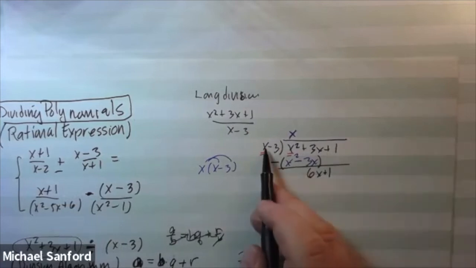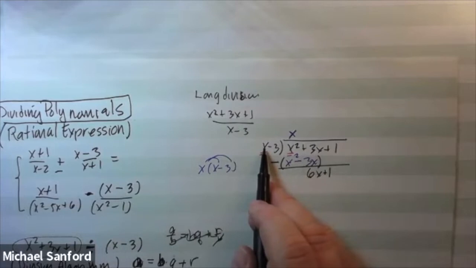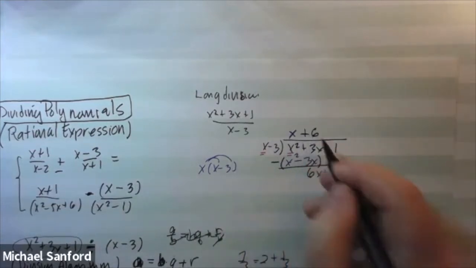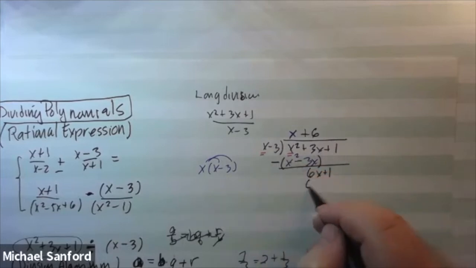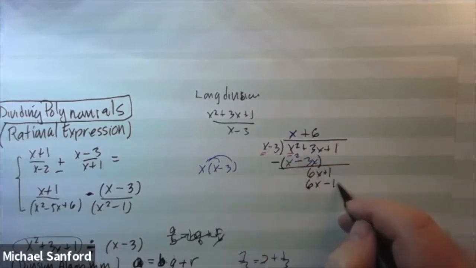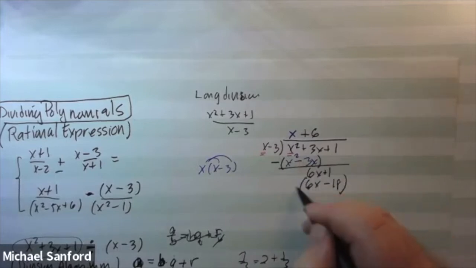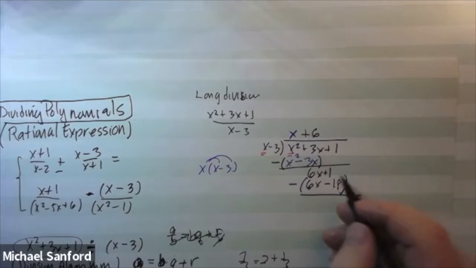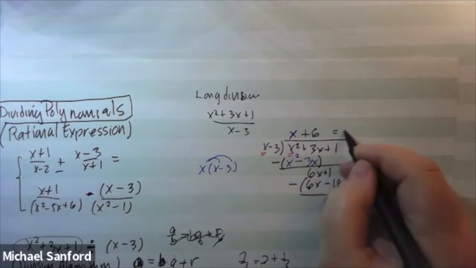Now I do it again. I ask myself, what do I multiply x by to get 6x? I multiply it by 6. So I get 6x minus 6 times 3, which is 18. Again I subtract. 6x minus 6x is gone. That's why we set it up. Then I have 1 minus -18, which is 19. So this is my remainder, and that's my quotient.